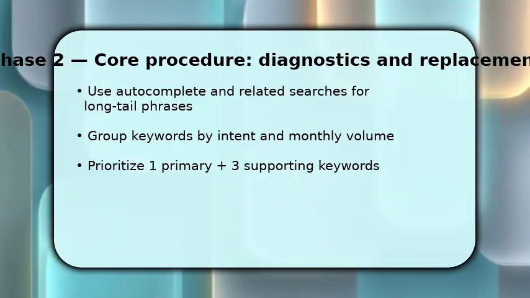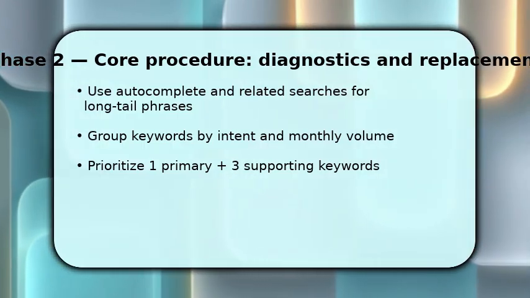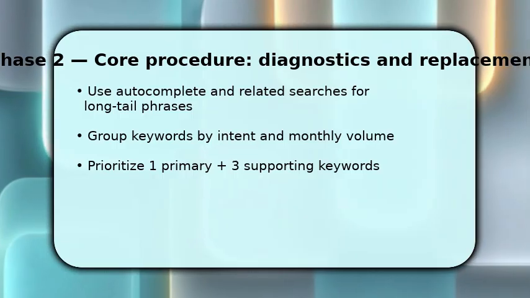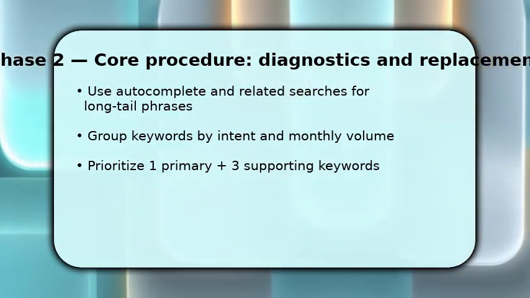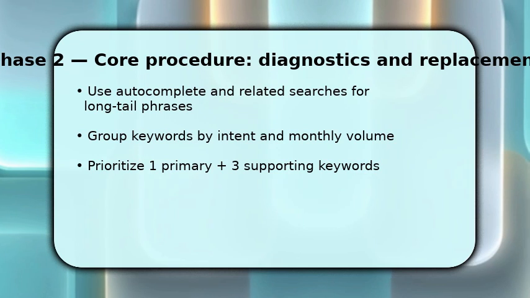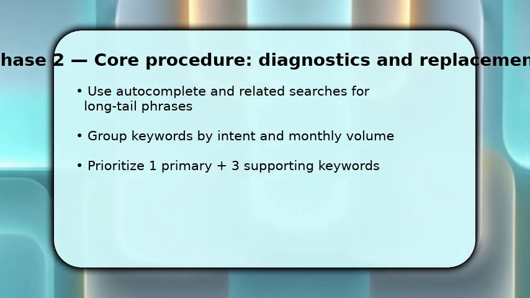Once grouped, score each keyword for relevance versus competition. Prioritize one primary keyword that fits your title and 3 supporting keywords for description and tags. This layered approach increases discoverability while keeping content focused.